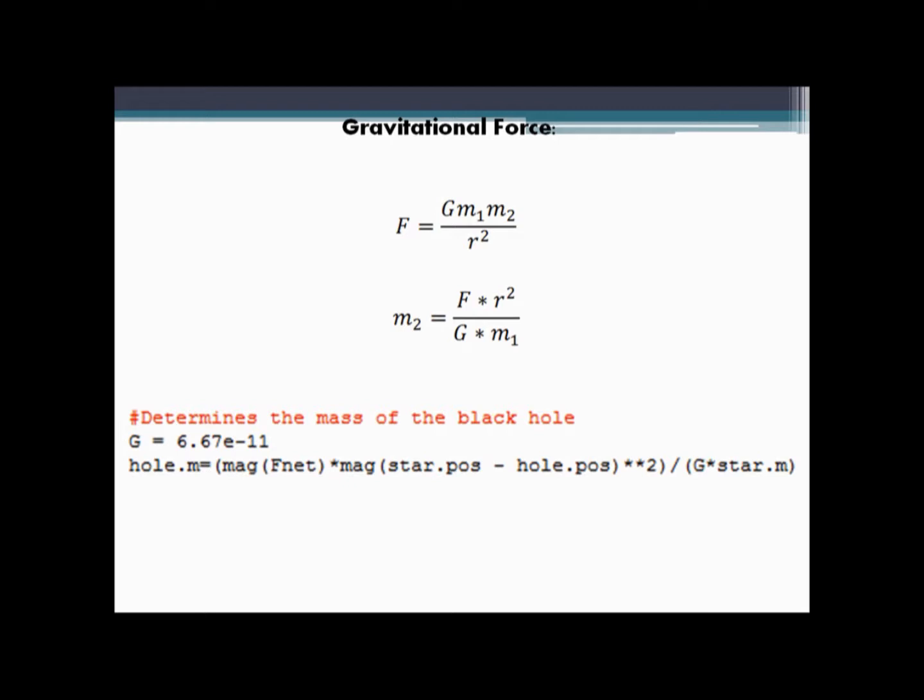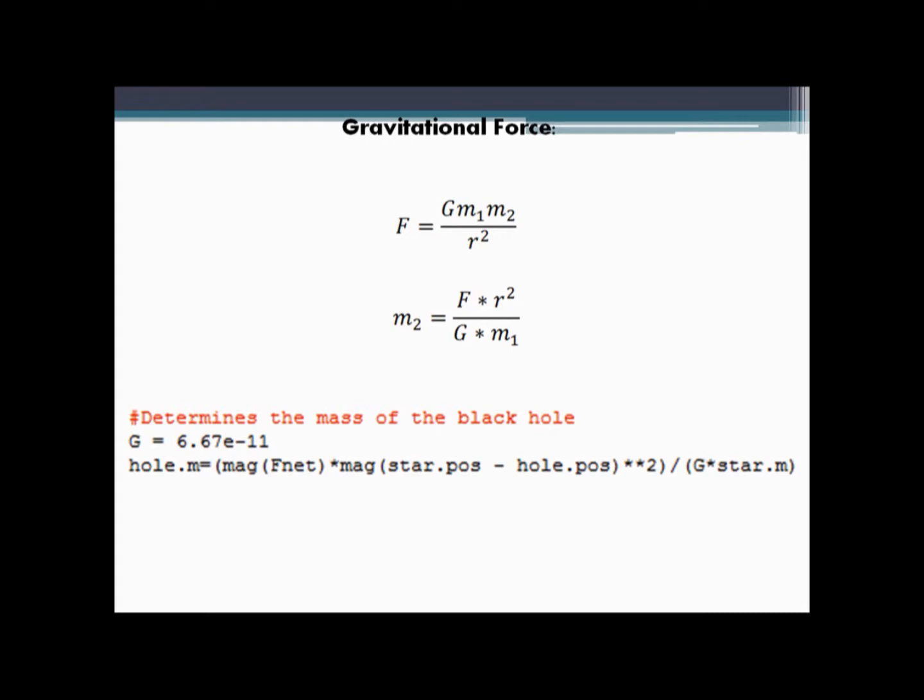In order to find the mass of the black hole, I used the gravitational force equation F equals G times m1 times m2 over r squared. We already have the net force, which is the value we calculated from the initial conditions of the star, and we have mass 1, which is the mass of the star. G is the universal gravitational constant, and r is the distance between the star and the black hole. To find r, I subtracted the star's position and the black hole's position.